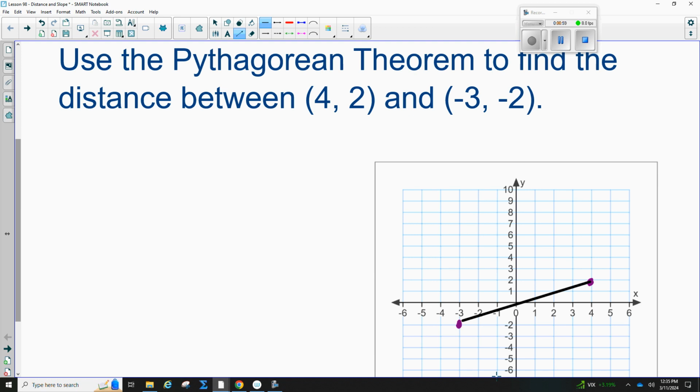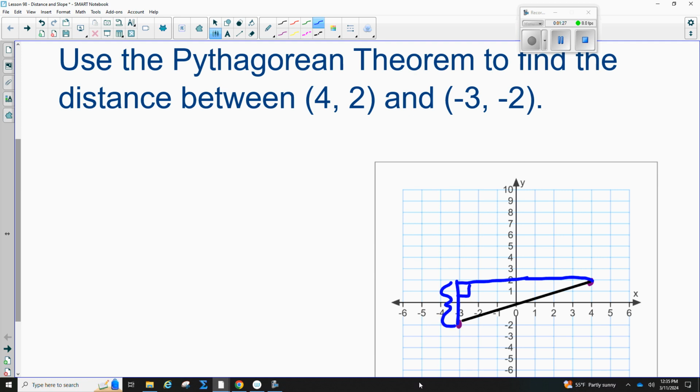Okay, so how far is it from (-3, -2) to (4, 2)? Okay, distance between 2 points. We just learned Pythagorean theorem the other day, right? So you could make this into a right triangle. And really, you could draw this right triangle above or below the line, okay? I'm going to just draw it above. So you have to go straight up, and you have to go straight across, okay? So what I could do is look at this distance between the y's.